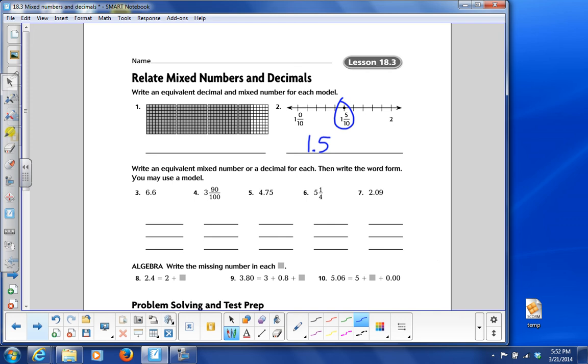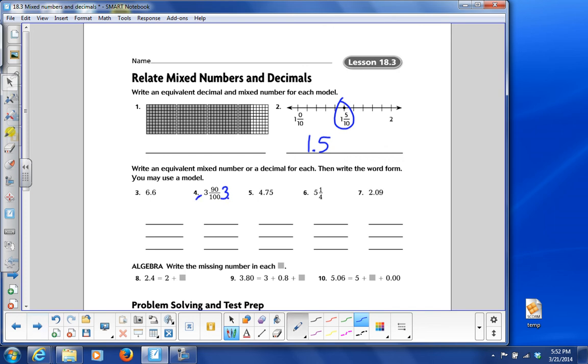Word form is kind of hard if you remember writing word form. It shouldn't be very much more difficult, but I'll do it for you on number 4. Let's see, I have 3 and 9 hundredths. So since it's already in a mixed number form, that means I'm going to write it into a decimal. So my decimal will be 3 since it's my whole number here.